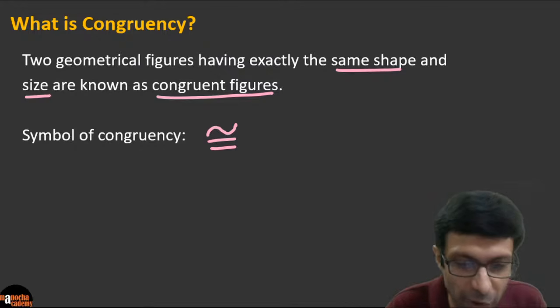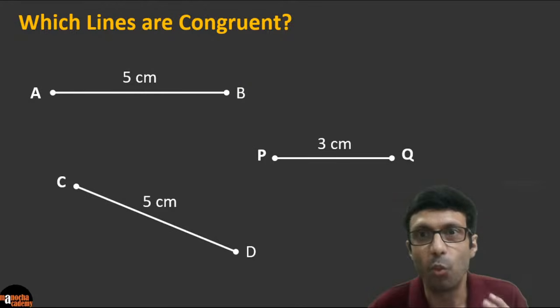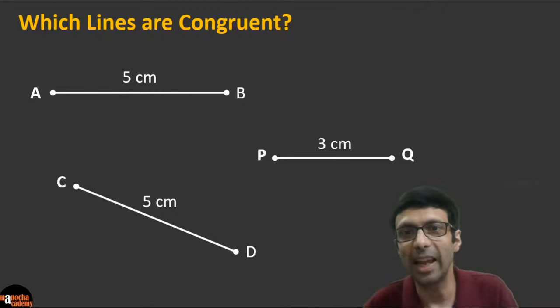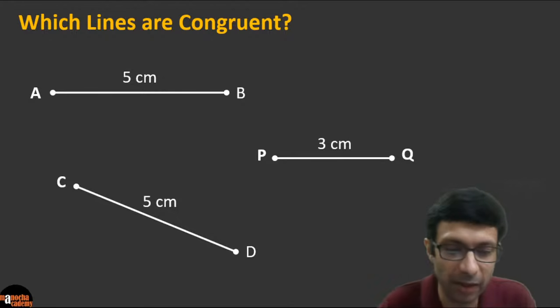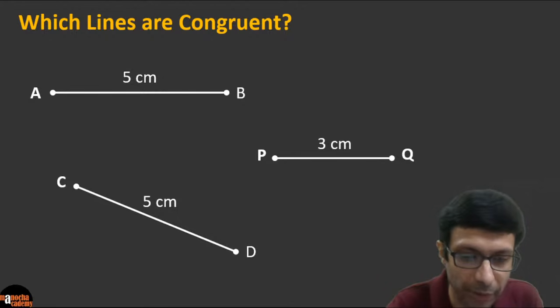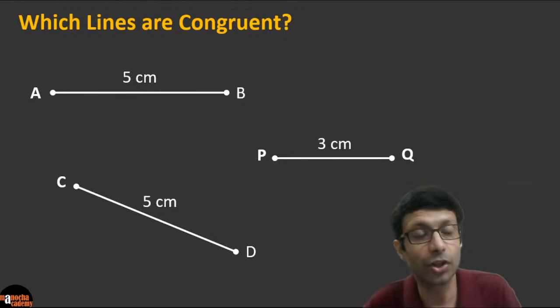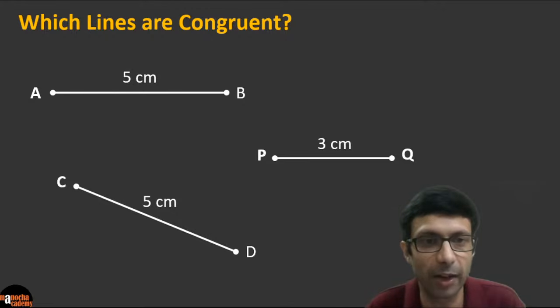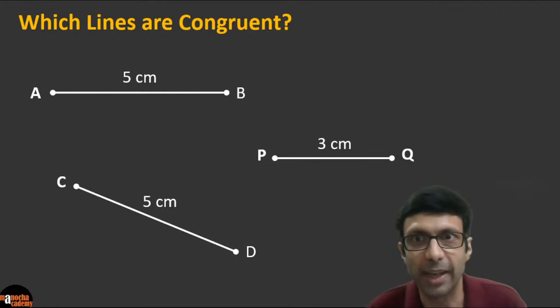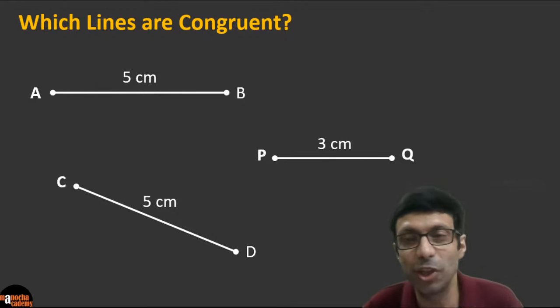So based on this definition, guys, can you tell me which lines are congruent? We have three lines here on your screen, AB, CD and PQ. Can you tell me which lines are congruent? Very good, some of you are saying the congruent thing should overlap. We are going to talk about that. So that was the basic definition. Can you tell me out of these which lines are congruent?